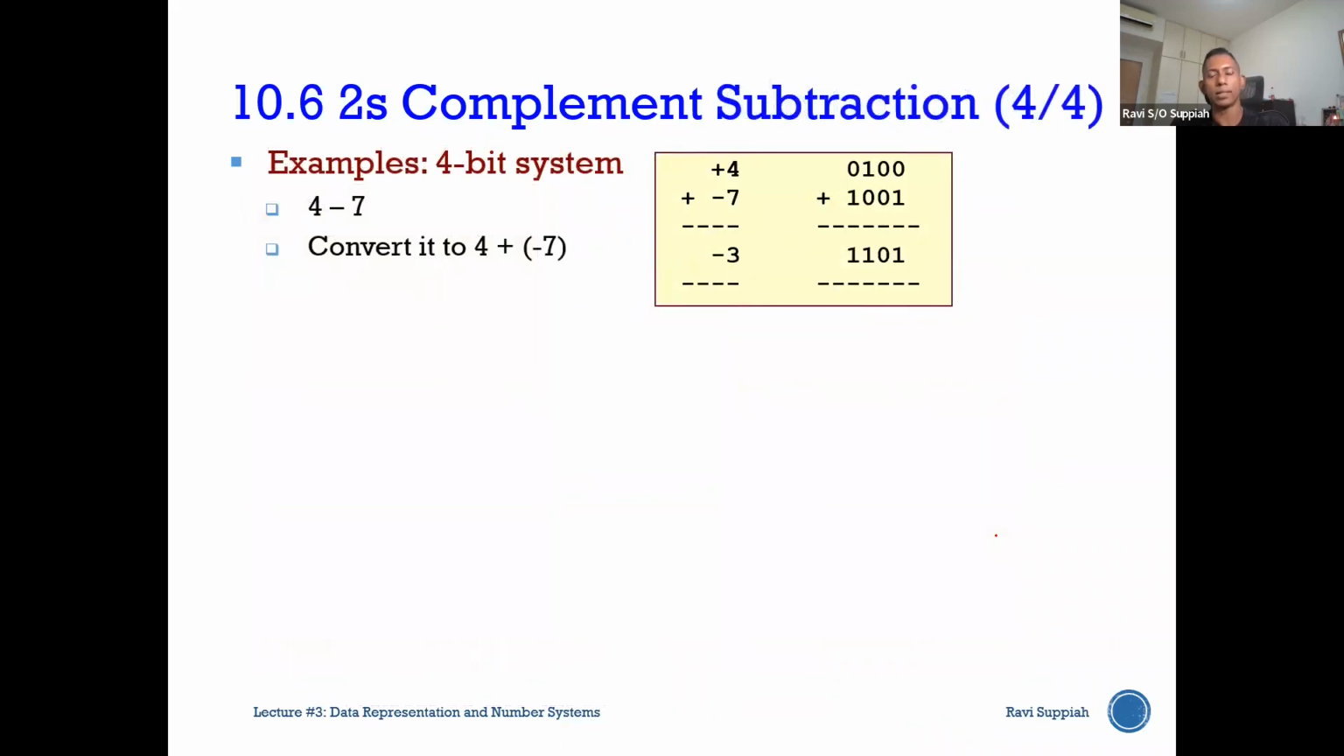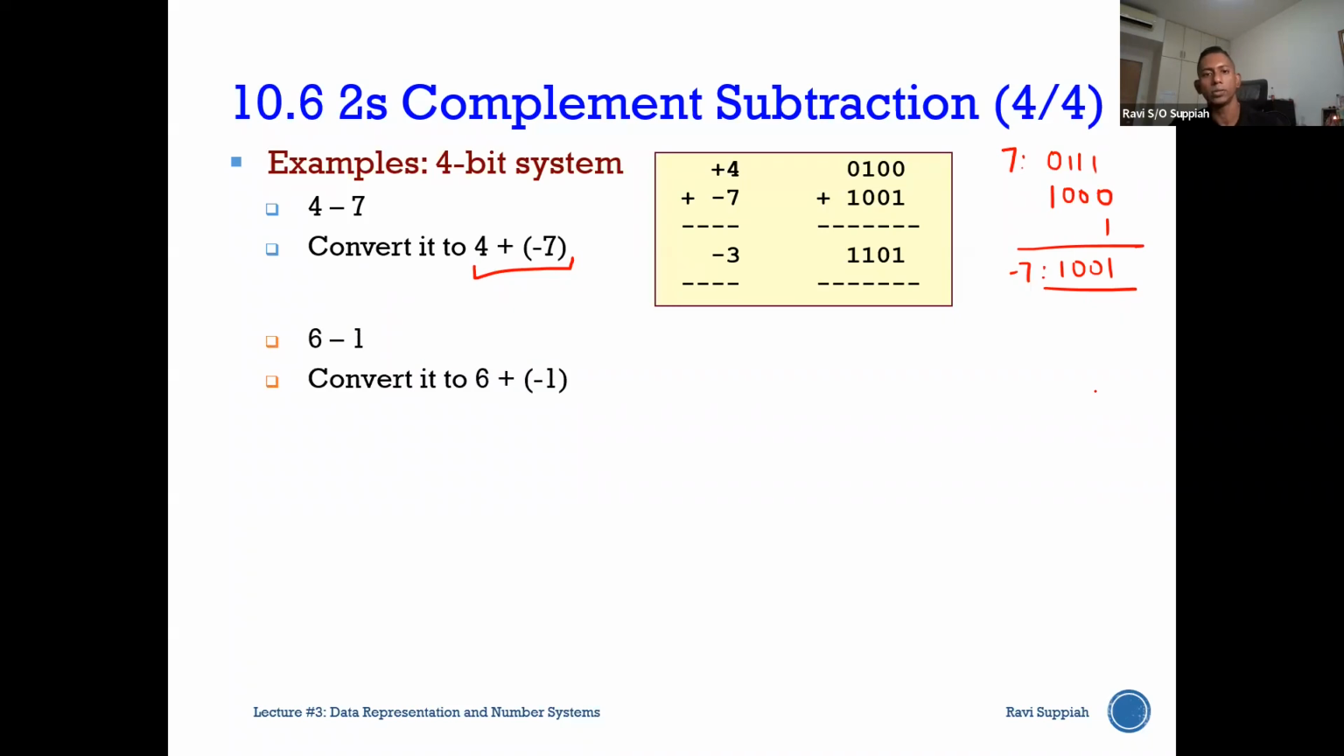To do subtraction, like we said just now, you take the actual number and perform a 2's complement. So 4 minus 7 is equivalent to 4 plus negative 7. How do you get negative 7? You take actual 7, which is 0, 1, 1, 1, and do the 2's complement. So you get 1, 0, 0, 0, then you add 1. You get 1, 0, 0, 1. That is your negative 7.